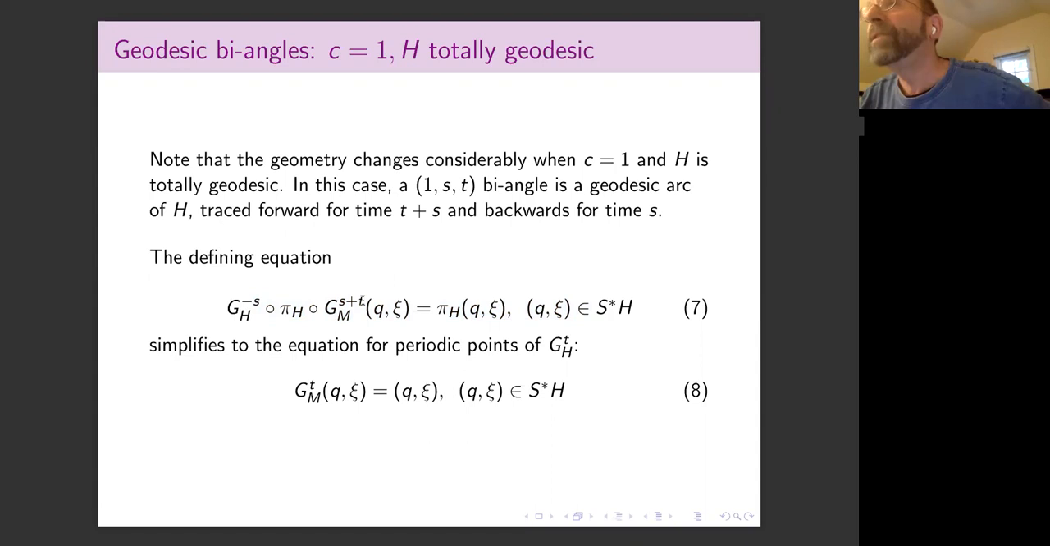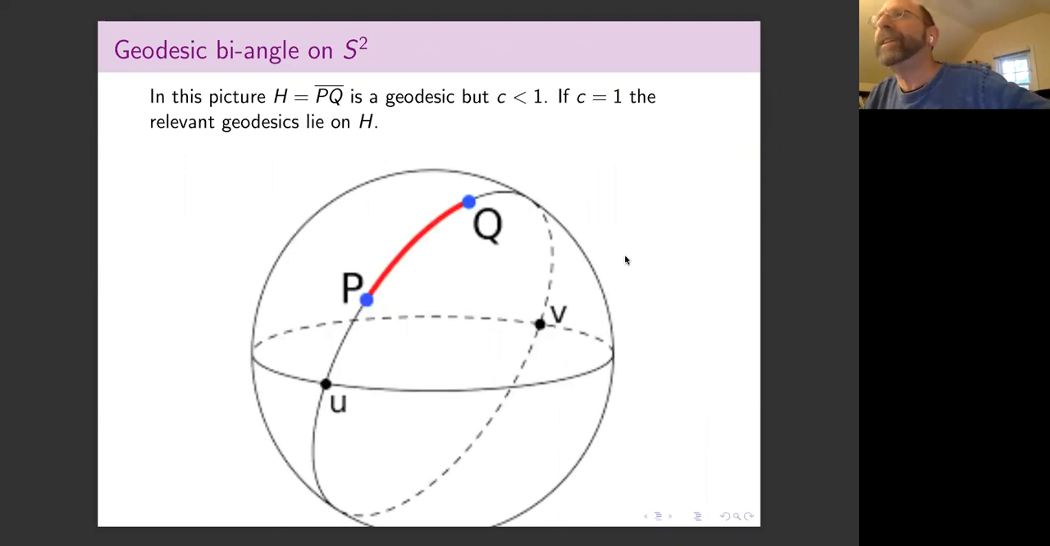But that's not quite true, because if T is a period of H, then you can still go around the closed geodesic of H and then come back. So that indicates that the periodicity properties of H are going to play an important role in the behavior here. So I drew this picture again.